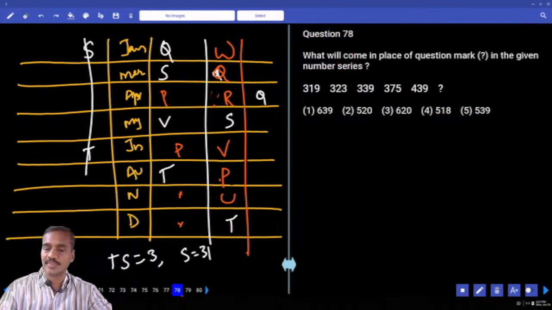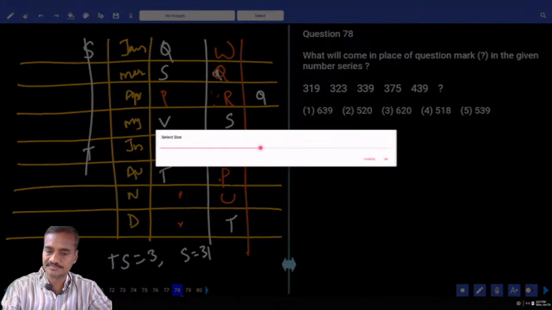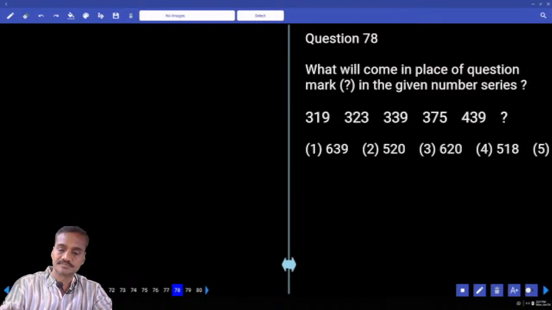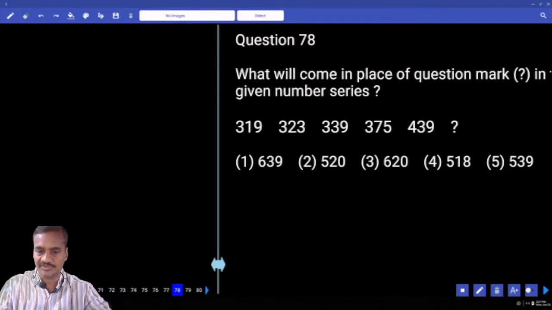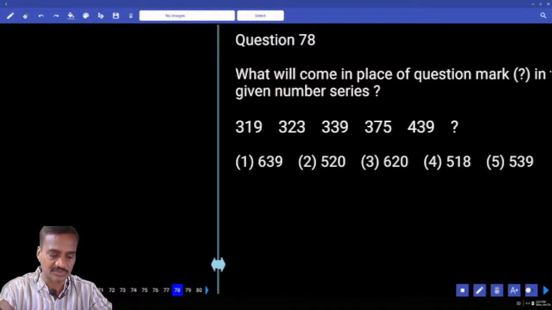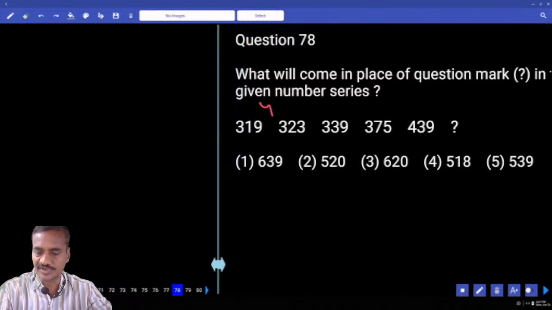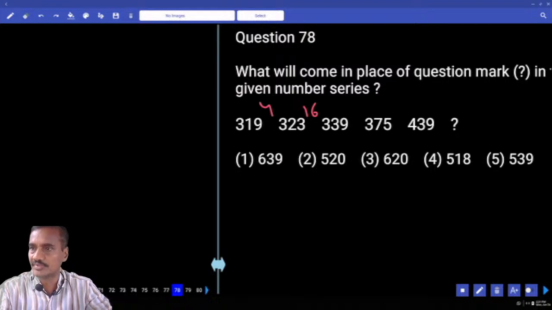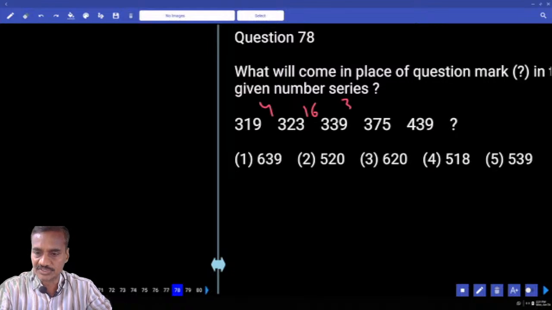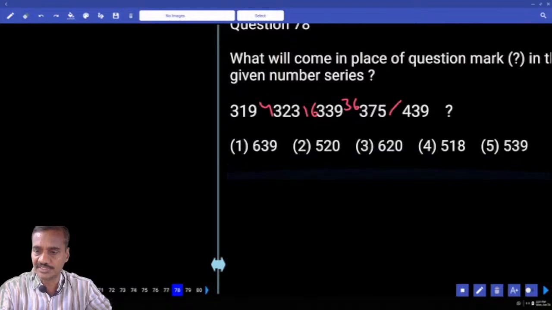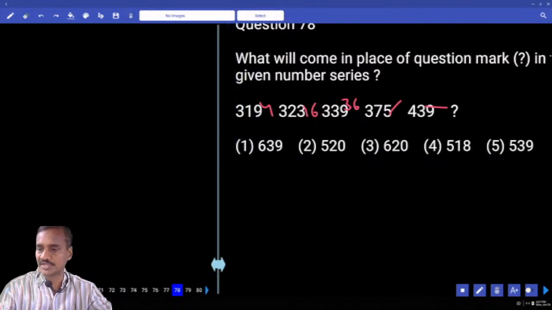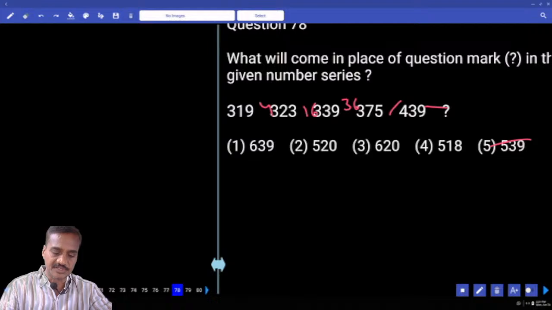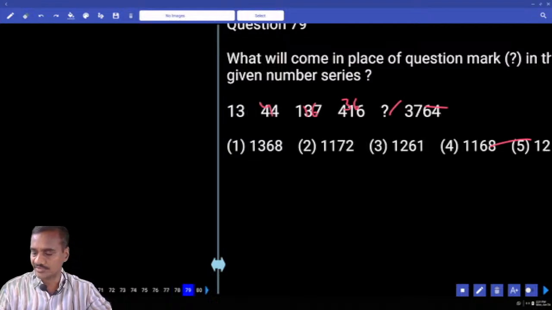Then 78. Question number 78: 319, 323, the difference is how much? 4. Next difference, 23 and 39, difference 16. Next one, 39 and 75, 36. 2 square, 4 square, 6 square, 8 square, 10 square. 10 square is 100, 439 plus 100, 539. Choice 5, 78. Then the 79th one.